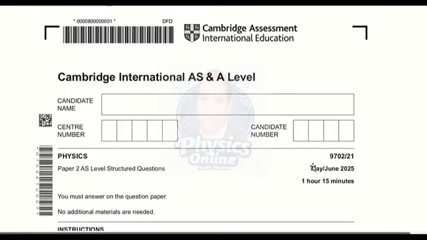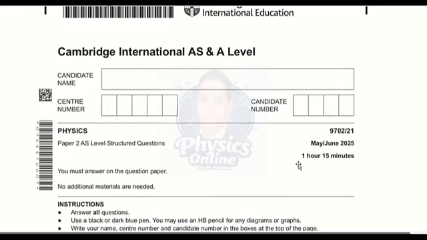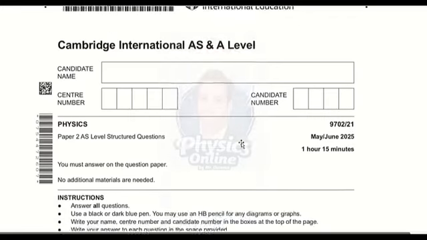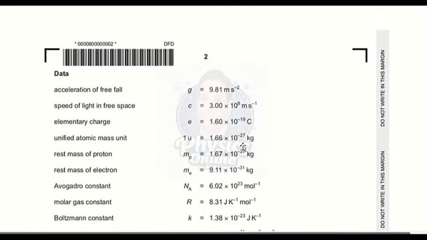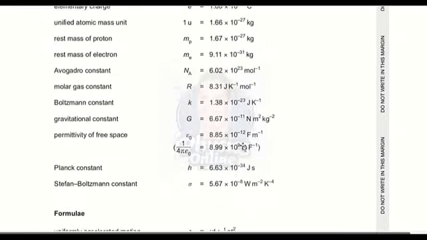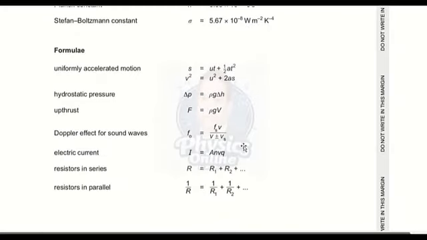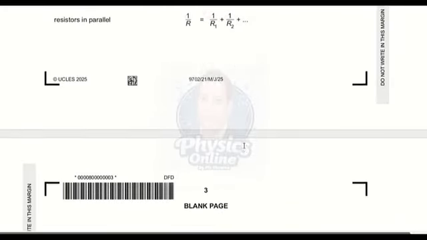In this video, I'm going to answer this exam. This is May-June 2025, paper 21, of course physics AS level. In the first paper, we have, of course, the data we need and some of the formulas we need.